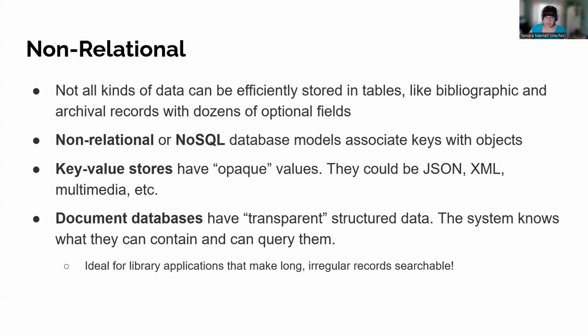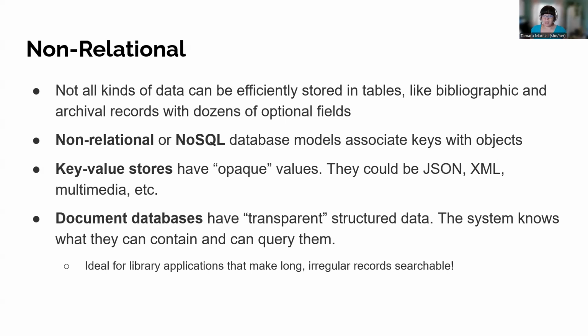Same with those EAD finding aids that Archives West relies on, and all other kinds of descriptive documents. So for those, we have non-relational database types. And these became more popular in the 21st century as data got bigger and bigger. We can also call them NoSQL databases to differentiate them. And these databases simply associate a key with an object or a value. This object can be anything.